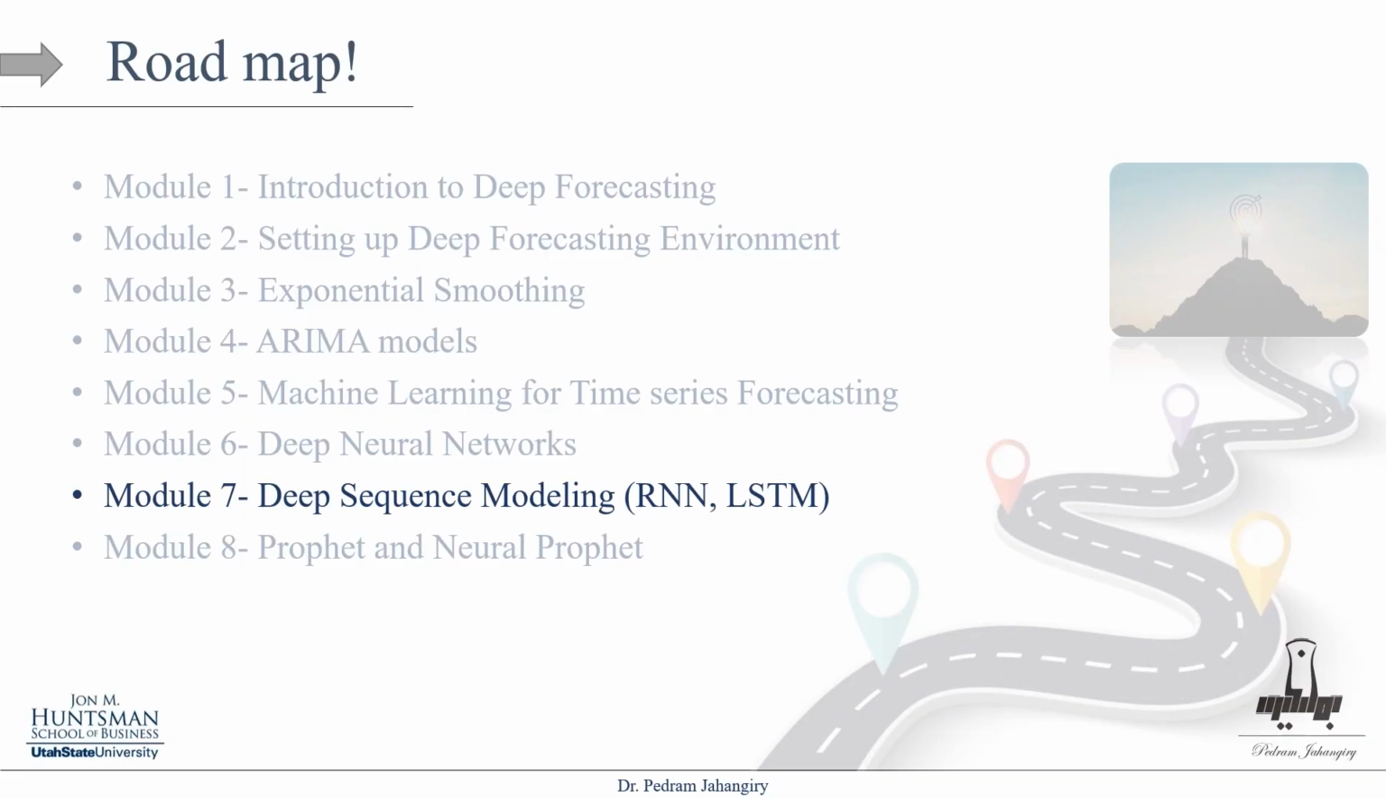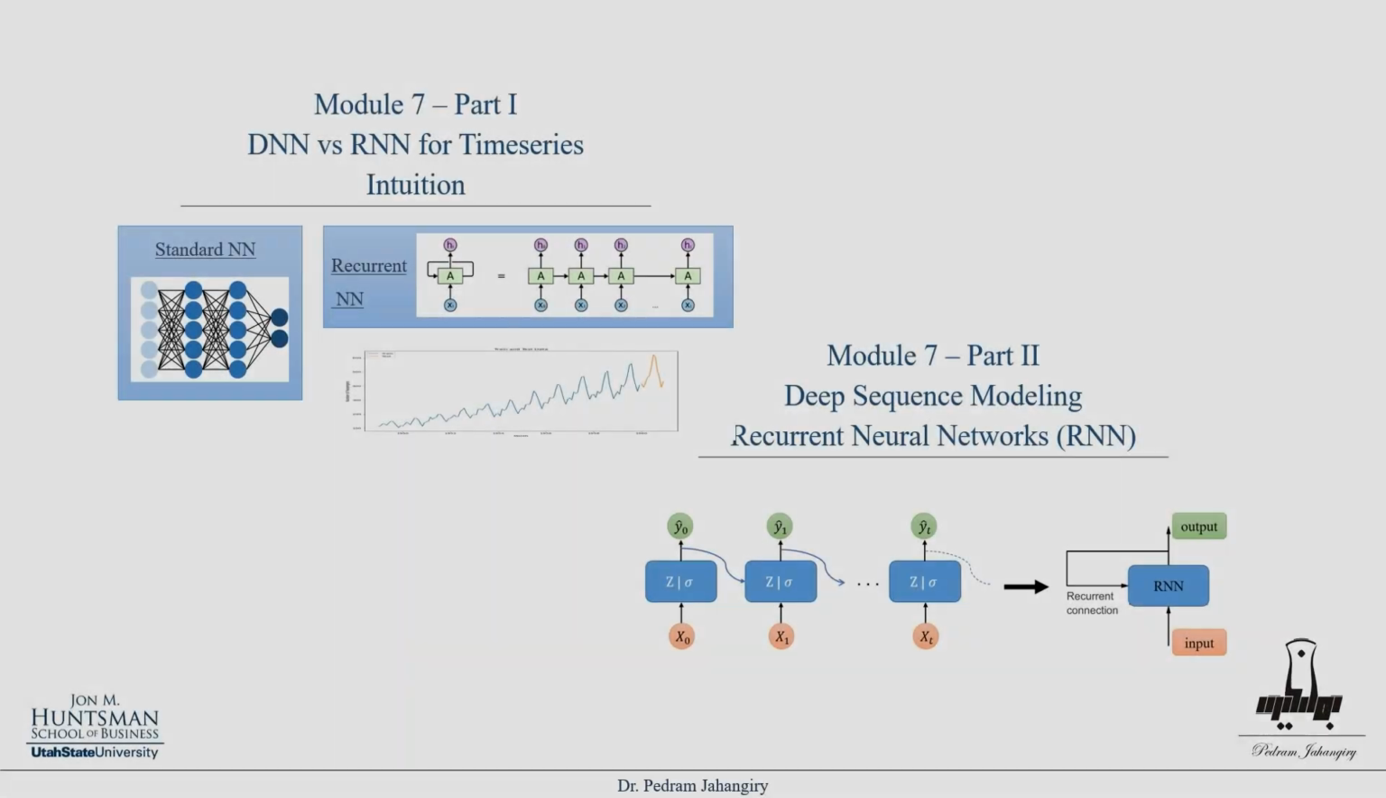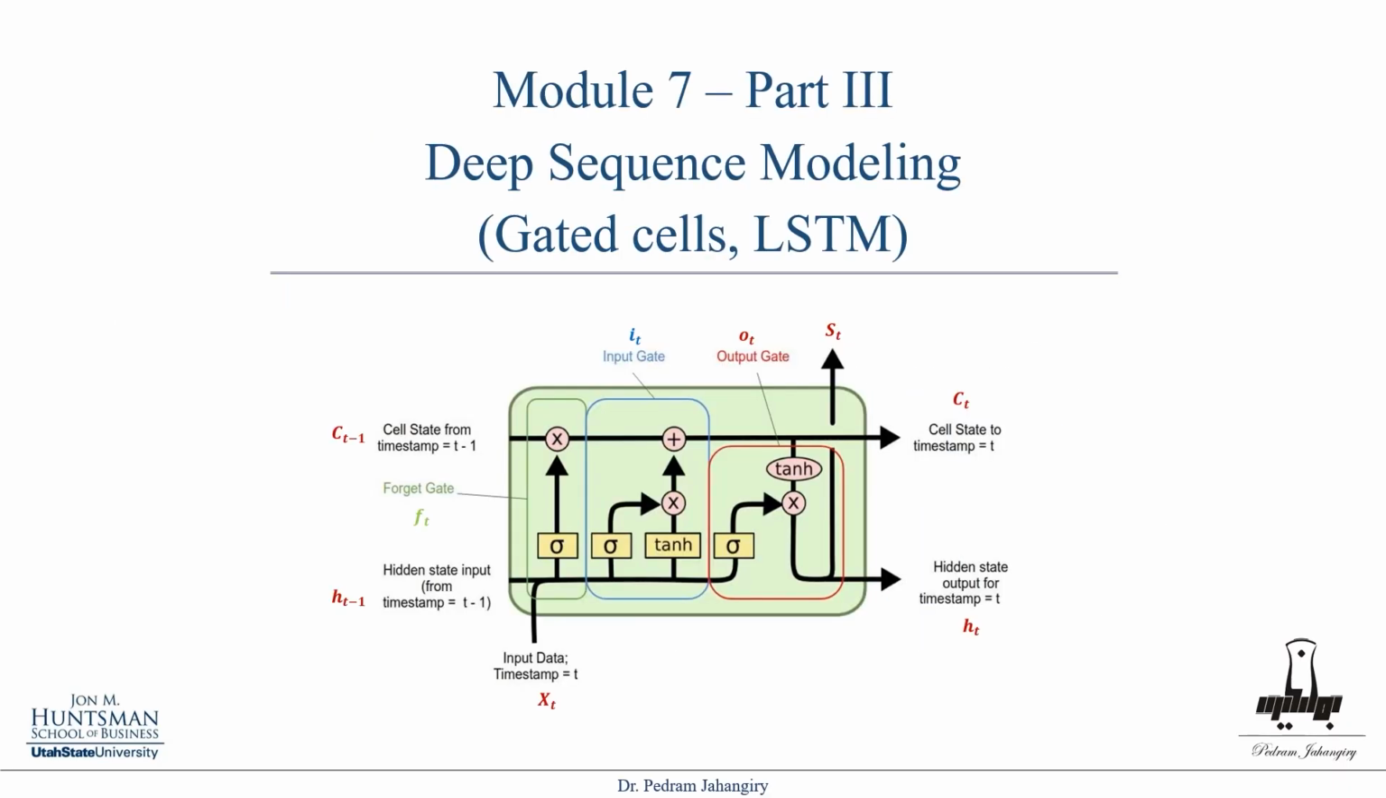Alright, let's do module 7, deep sequence modeling, and we're going to talk about LSTM today. This is the third theory lecture of this module. In part 1, we saw how DNN and RNN architectures treat your time series data fundamentally differently. And in part 2, we talked about the details of recurrent neural networks. So this is the third part, where we're going to talk about gated unit cells and the details of LSTM. So part 3, deep sequence modeling, gated cells, LSTM.